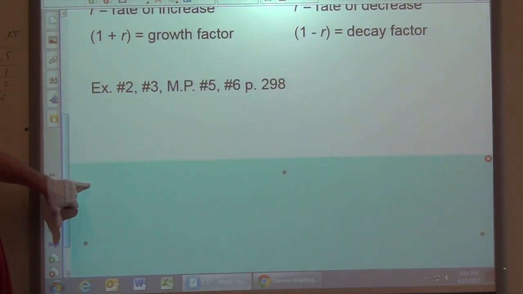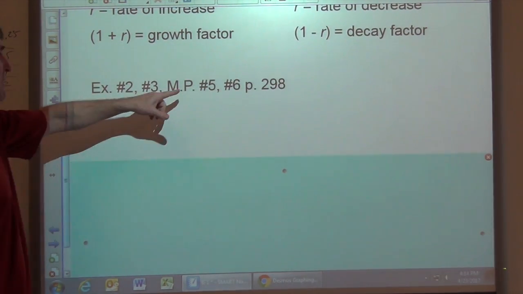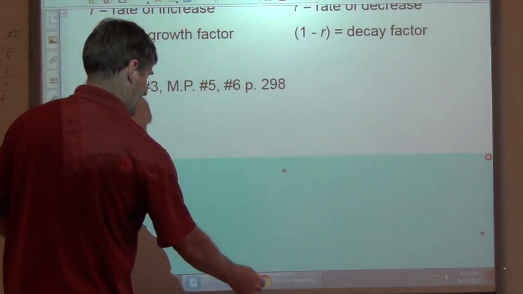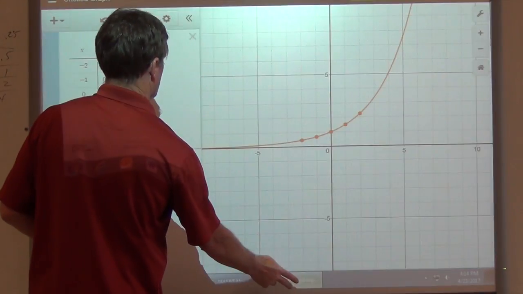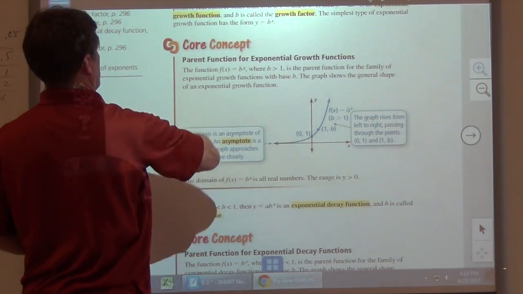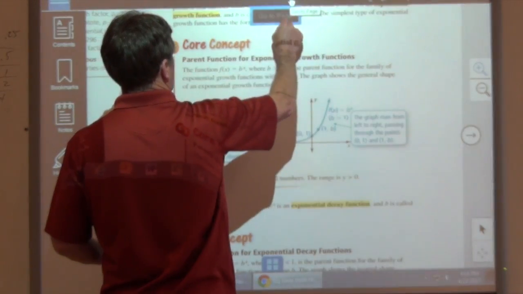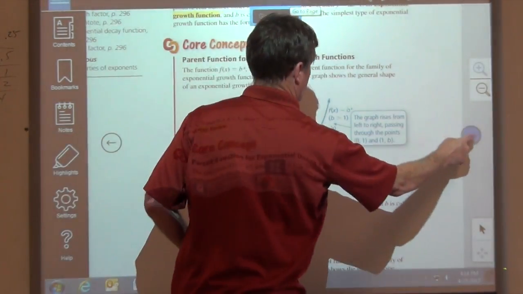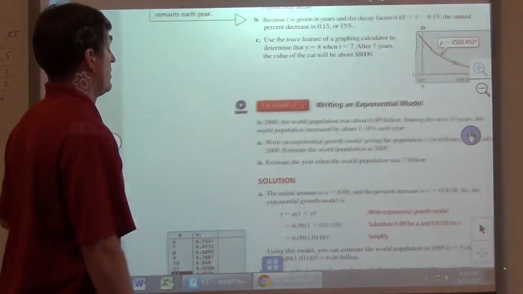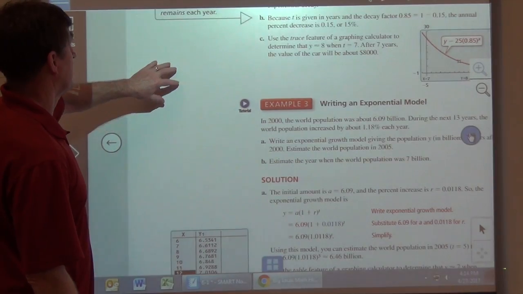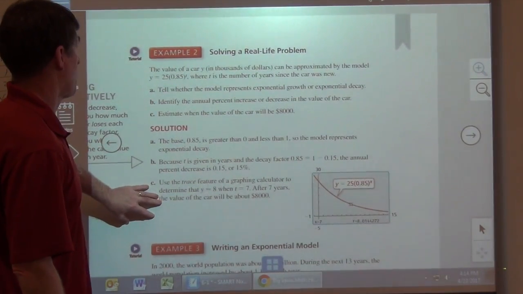So we're going to look at examples 2 and 3 and MP 5 and 6 on page 298 in the textbook. So let's go to the textbook. Go to page 298.